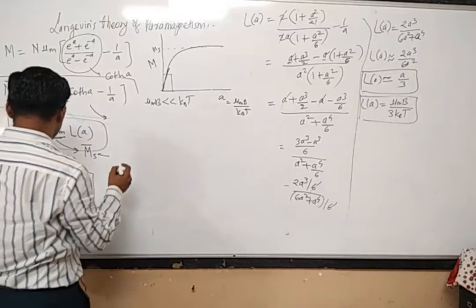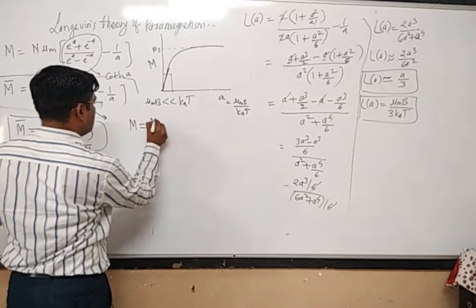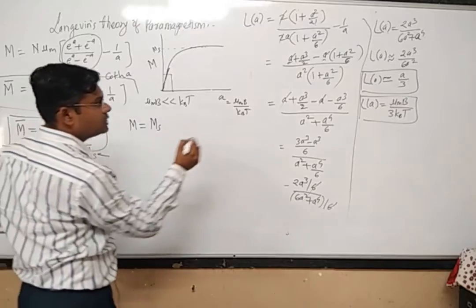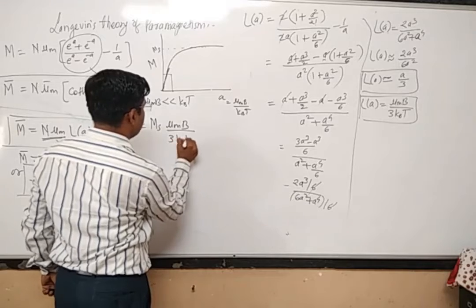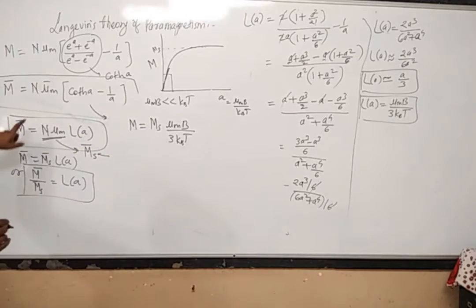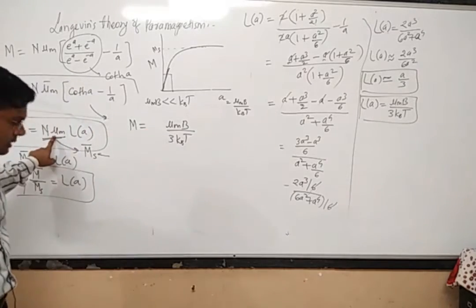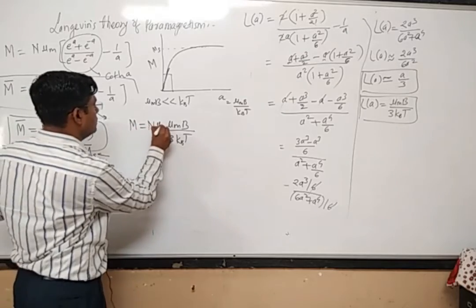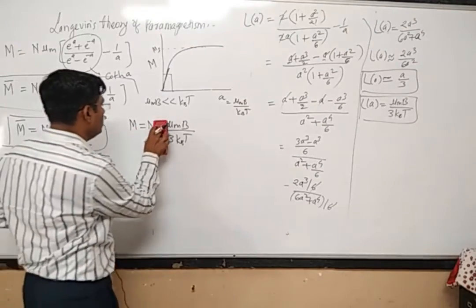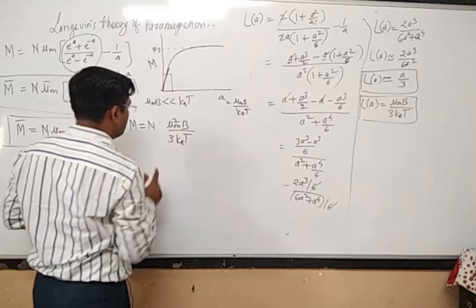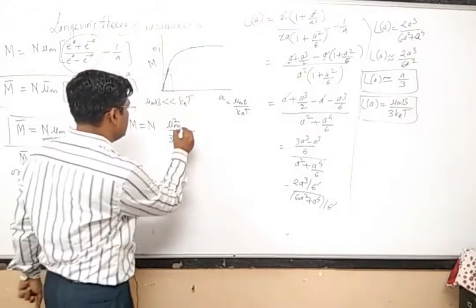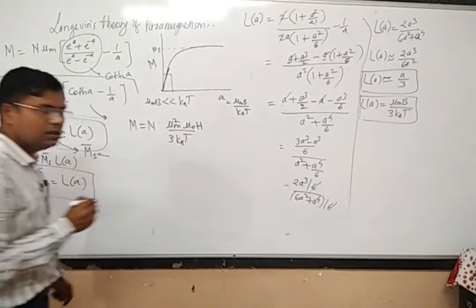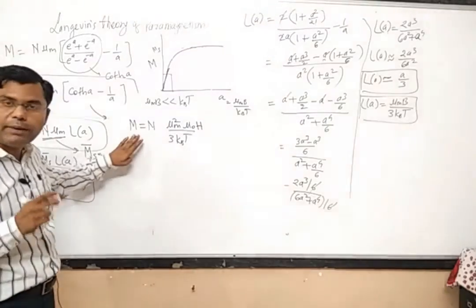The value of magnetization would be M is equal to Ms into Langevin function. Langevin function is mu m into B divided by thrice kBT. Now what is Ms? Ms is N into mu m, capital N into mu m. So mu m into mu m is nothing but mu m square. This B is nothing but mu 0 H. Okay, this is the value of magnetization.